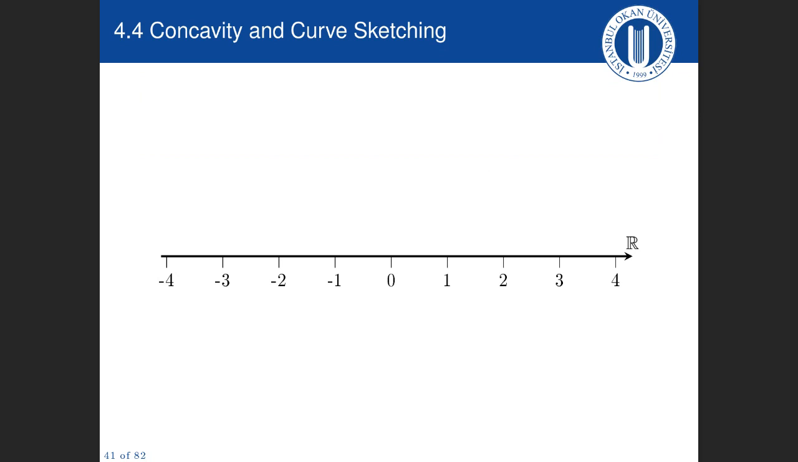So what we're doing is we're taking the domain of the function, that's the whole real line. We're going to cut where the first derivative is equal to 0, and we're also going to cut where the second derivative is equal to 0. So that's going to give us 6 sub-intervals.